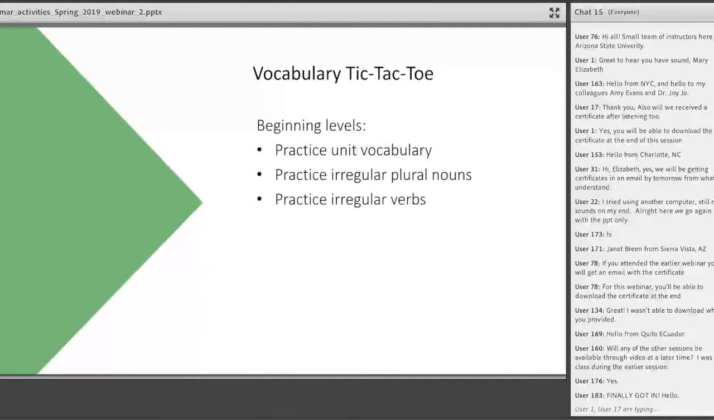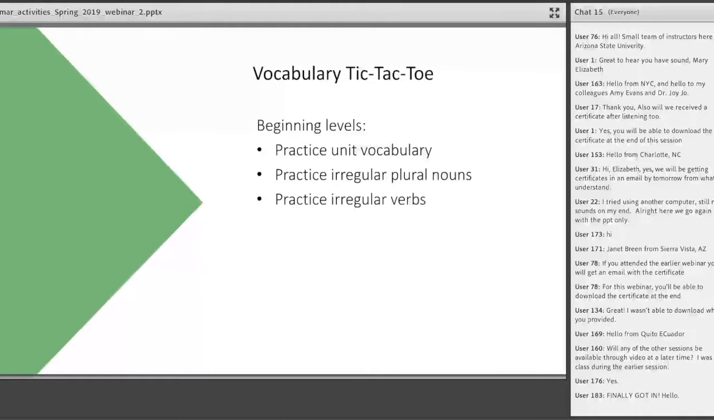So I call this vocabulary Tic Tac Toe. And I'm going to try to highlight some things that we can practice with Tic Tac Toe, and then I'll show you a very explicit example. At a beginning level, this can be a nice way to practice the vocabulary in a unit, or that students will be needing for reading, pre-teaching vocabulary, practicing it.